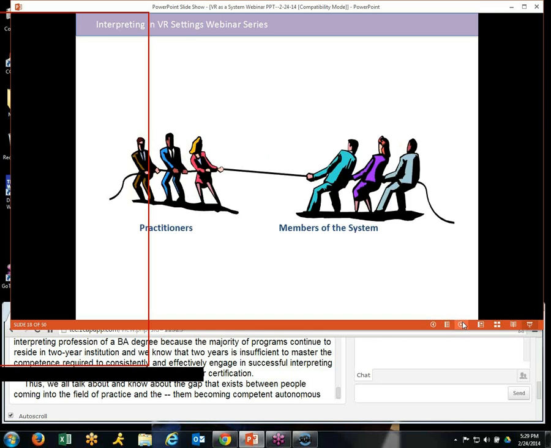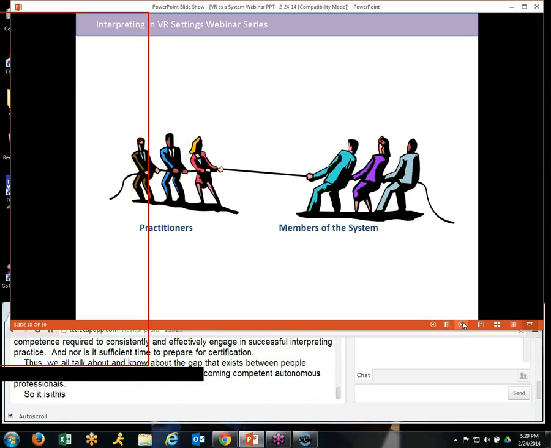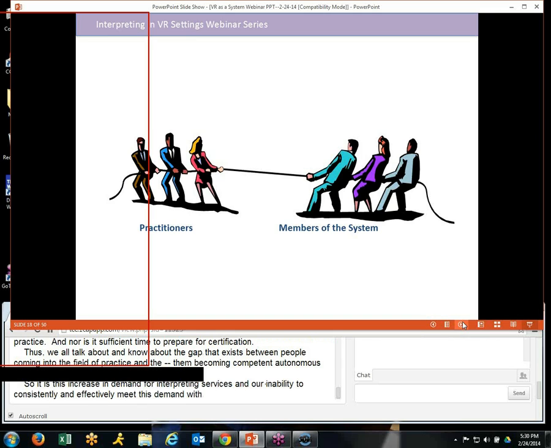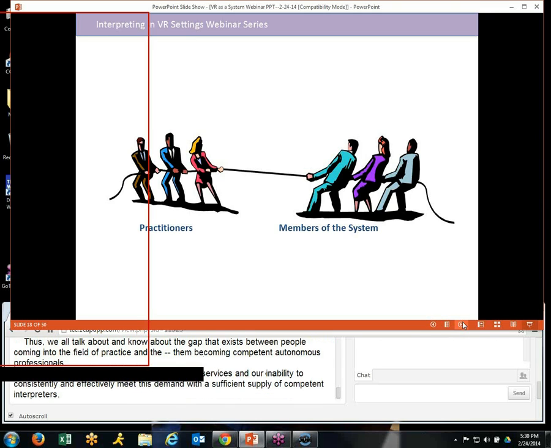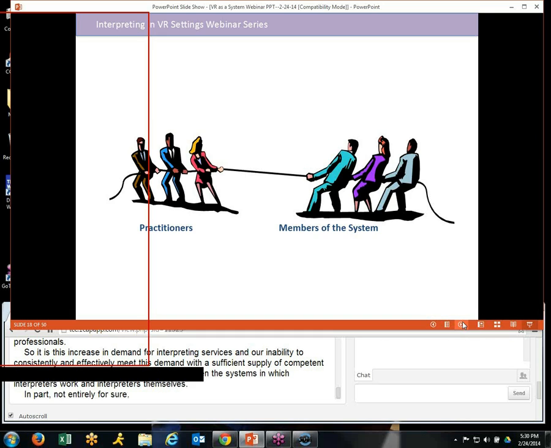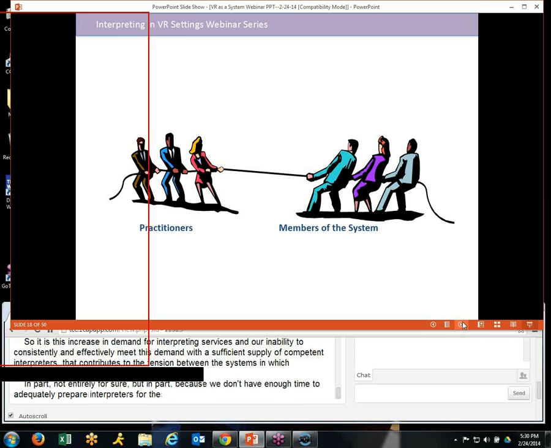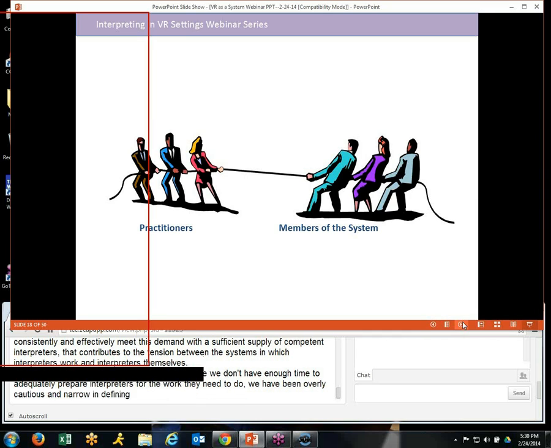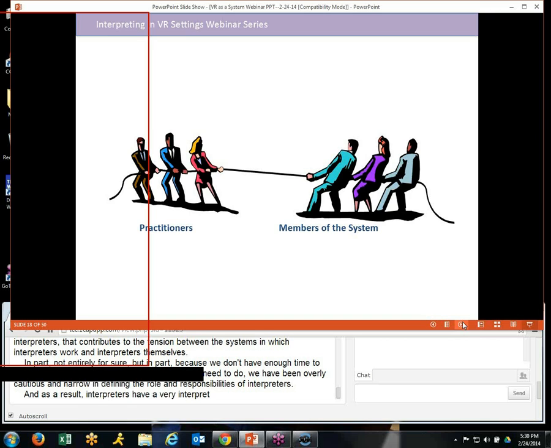So it is this increase in the demand for interpreting services and our inability to consistently and effectively meet this demand with a sufficient supply of competent interpreters that contributes to the tension between the systems in which interpreters work and interpreters themselves. In part, not entirely for sure, but in part because we don't have enough time to adequately prepare interpreters for the work they need to do, we have been overly cautious and narrow in defining the role and responsibilities of interpreters. And as a result, interpreters have a very interpreter-centric view of their work.